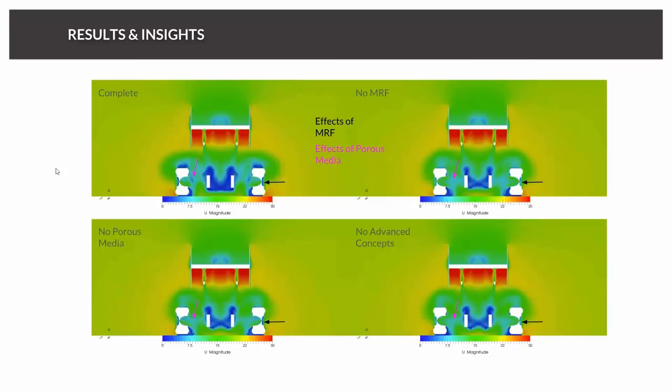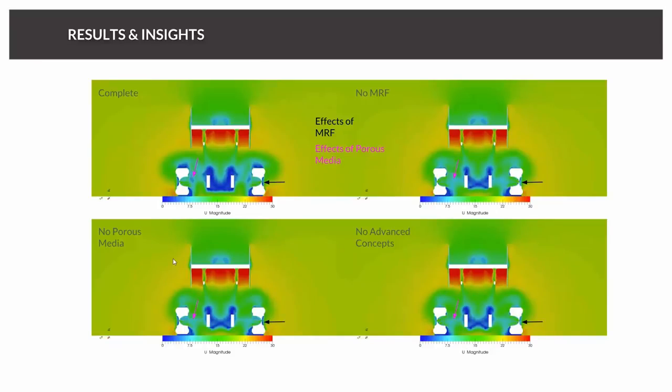And now let's compare everything together. On the left we have everything: MRF, porous media, and some other advanced concepts. And yeah, you can see the different effects. If I don't have an MRF, the flow inside the rims looks different, and this is also massively impacting the flow structures in the wake behind the car.